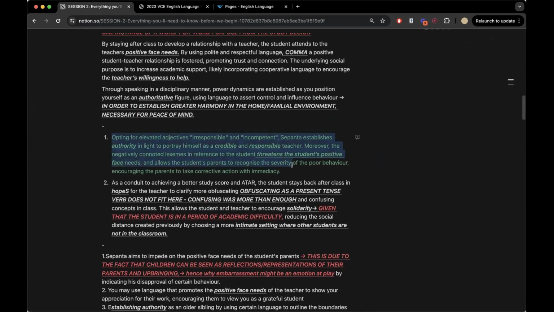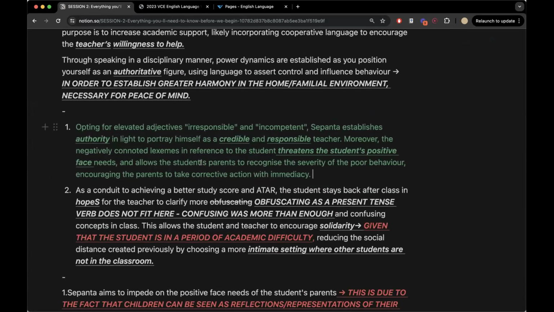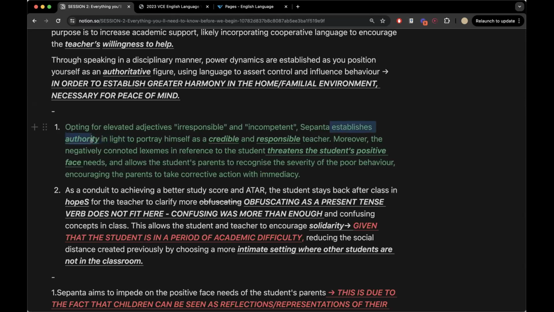Or if you look at this sample paragraph, right? So yes, everyone memorizes that establishing authority and credibility are social purposes, but in light of portraying myself as a responsible teacher is where the difference comes from, right?